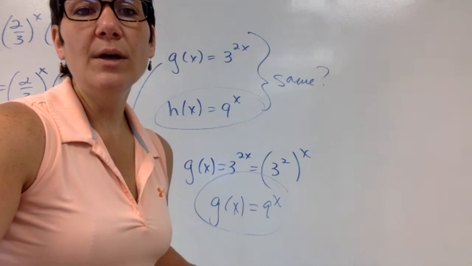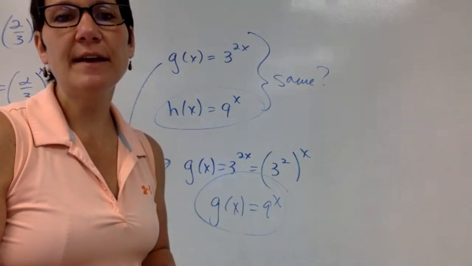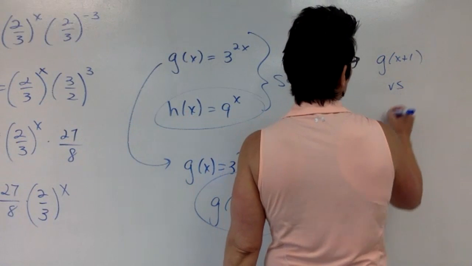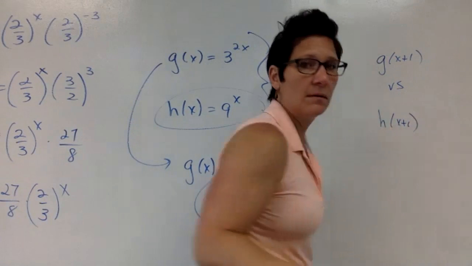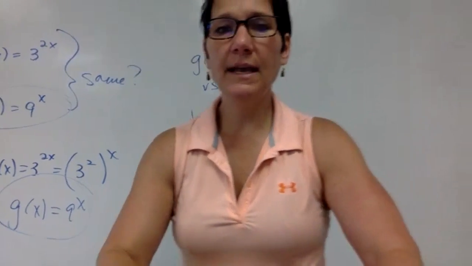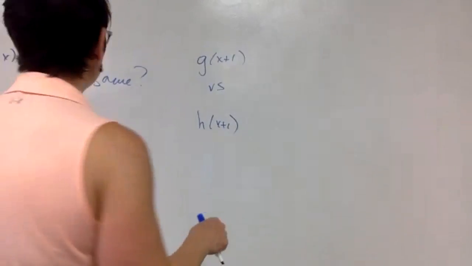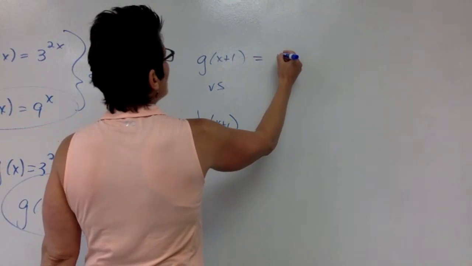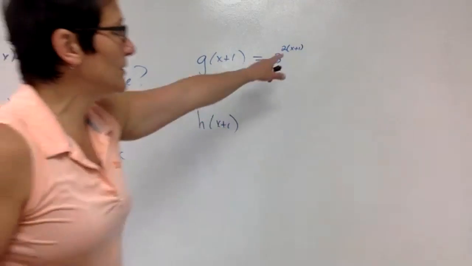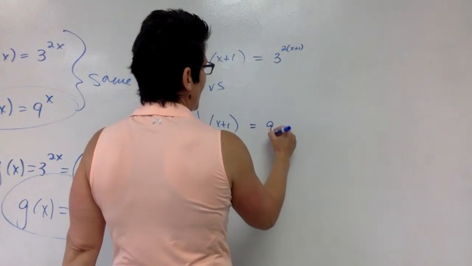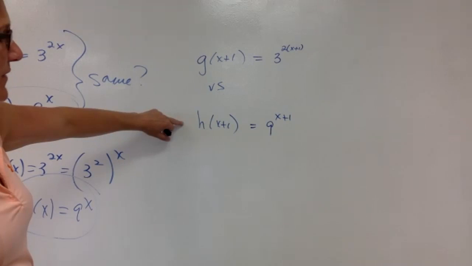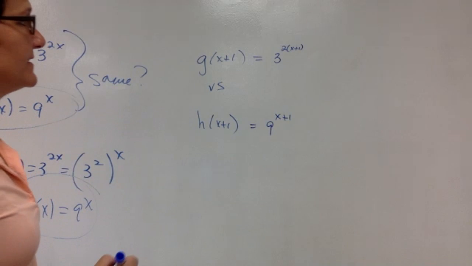Okay, moving on to the next one, which was number 4. It's asking, will g of x plus 1 equal h of x plus 1 in number 3? So I want to do g of x plus 1 versus h of x plus 1. Again, I apologize if this is slow. It'll be interesting to see how this all turns out. So this is going to be 3 to the 2 times x plus 1, because remember, you have to use parentheses, versus 9 to the x plus 1. We're trying to see if they're exactly the same.